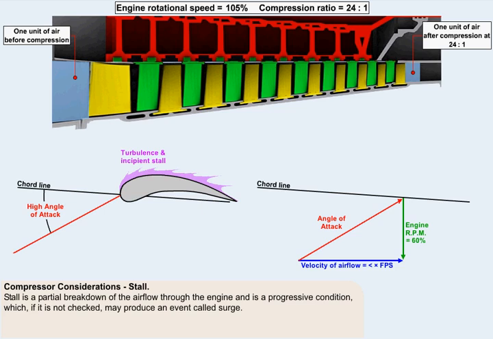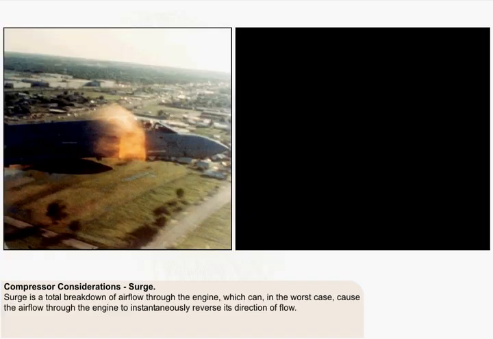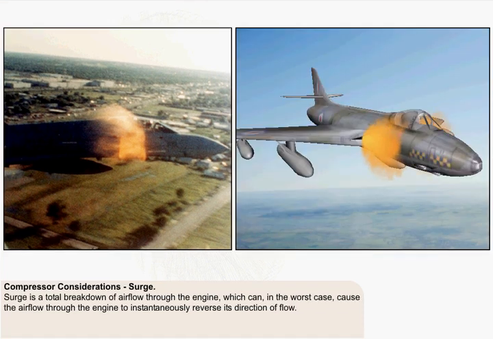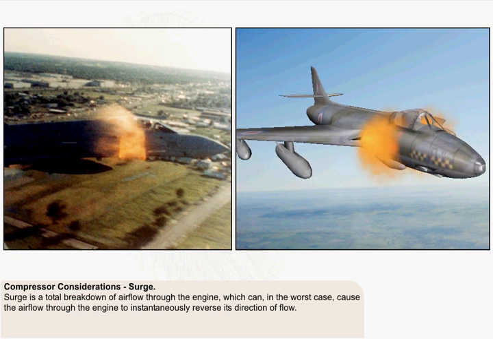Stall is a partial breakdown of the airflow through the engine, and is a progressive condition, which, if it's not checked, may produce an event called surge. Surge is a total breakdown of the airflow through the engine, which can, in the worst case, cause the airflow through the engine to instantaneously reverse its direction of flow.